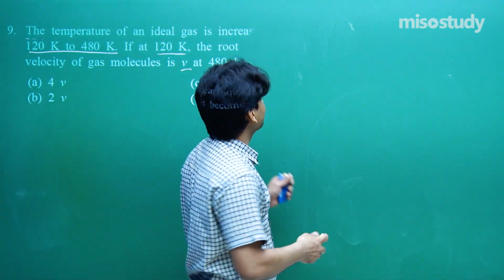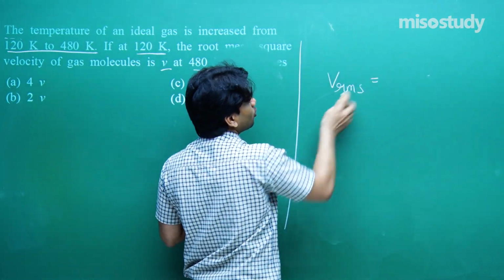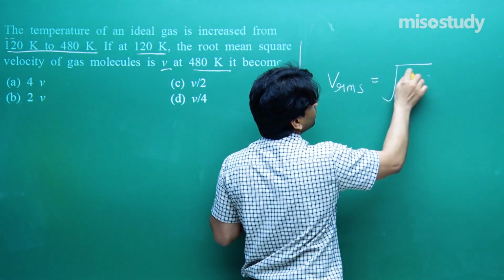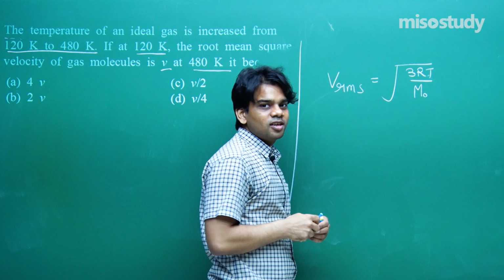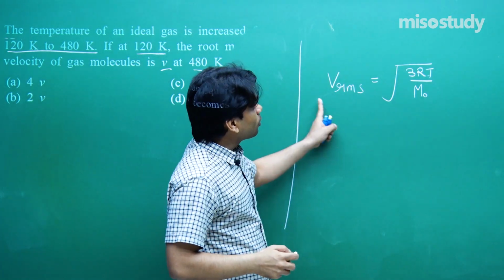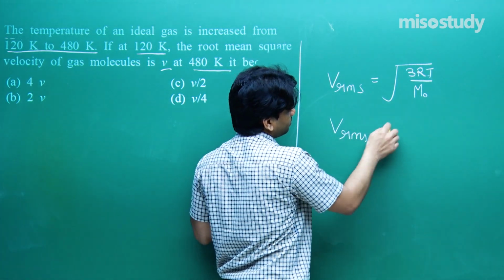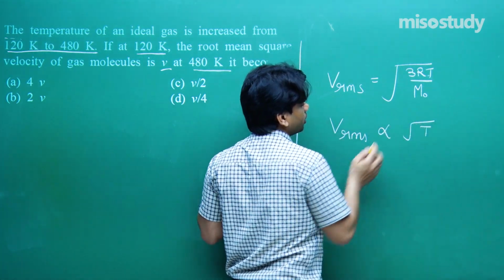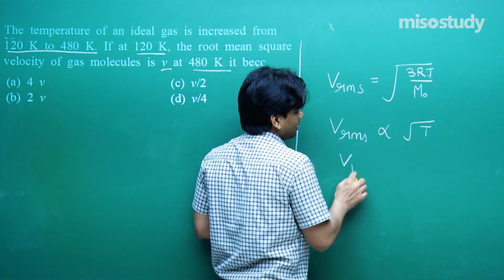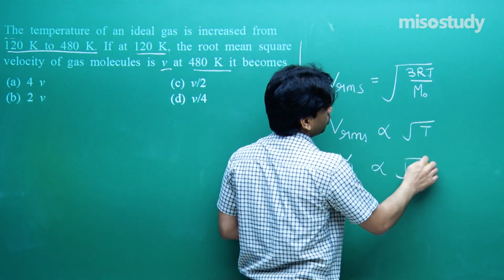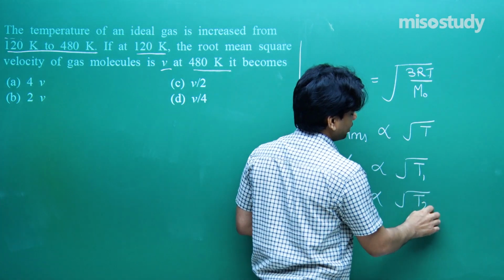Root mean square speed in terms of temperature, V RMS is equal to under root 3 RT by m naught, where m naught is the molecular mass of the gas. So it is proportional to root of temperature. So V RMS we can write that is proportional to under root T. Now if I talk about initial V RMS, V1, that will be proportional to under root T1, initial T1, and V2 will be proportional to under root of final temperature T2.